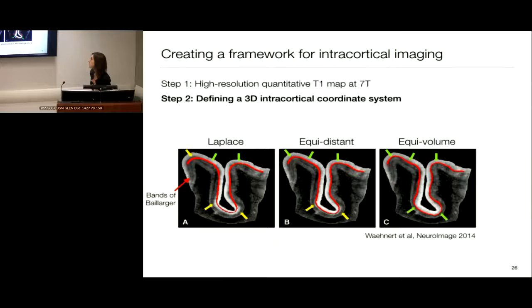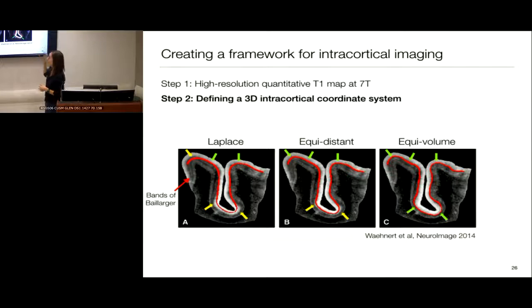And she validated this technique using high-resolution postmortem images. So this is actually from the primary motor cortex, I believe. And again, you can see the nice two bands of Baillarger. So that's a nice way to really know exactly where your true anatomical cortical layers are.